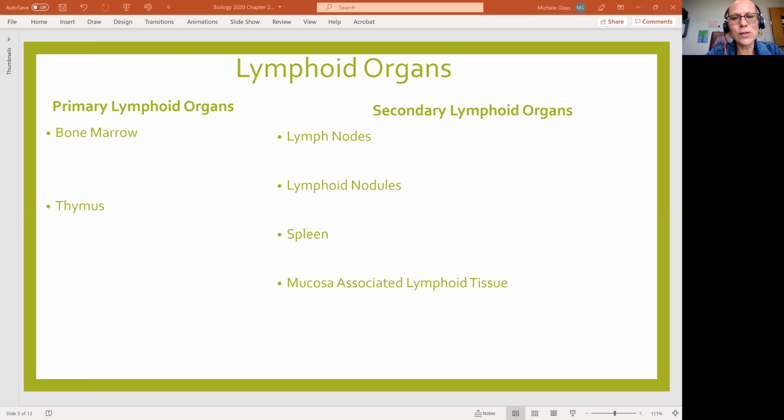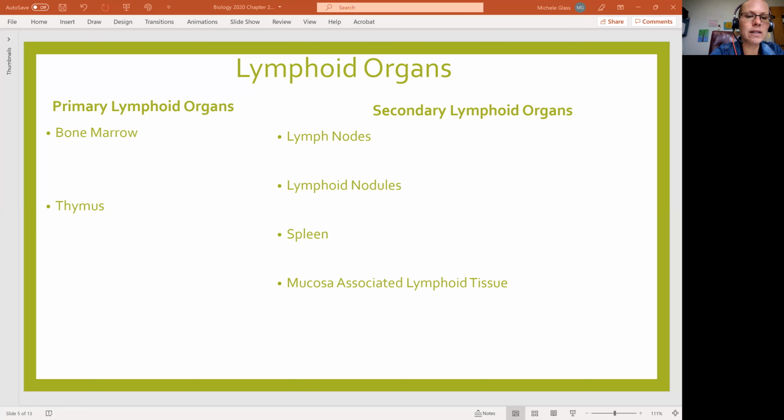We are ready to talk about our lymphoid tissues or organs. And what we'll see is there's two categories of lymphoid organs. So we have what are termed as primary, and then those that are termed as secondary. And so our primary lymphoid organs include the bone marrow.